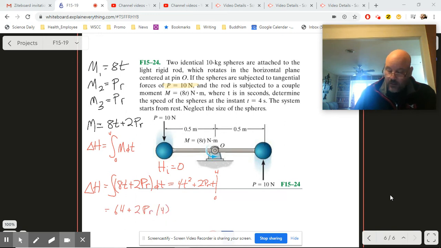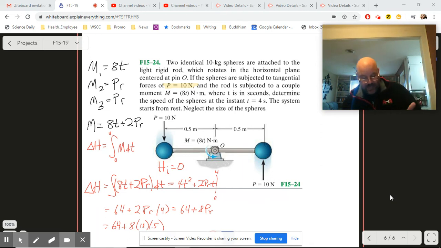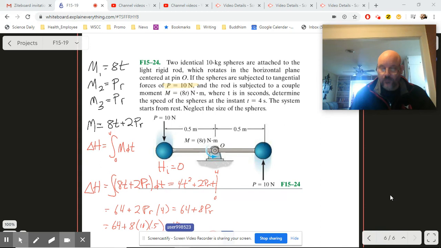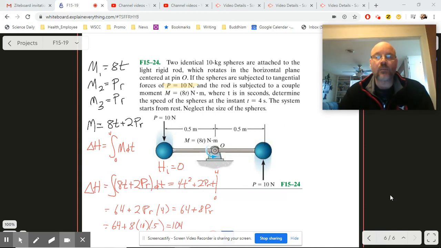All right, giving us 64 plus 8PR. If we substitute in for what P and R are, P is 10, R is a half, so P times R is 5. So 64 plus 8 times 10 times a half. Okay, 5 times 8 is 40, so that's 104 is our change in angular momentum.